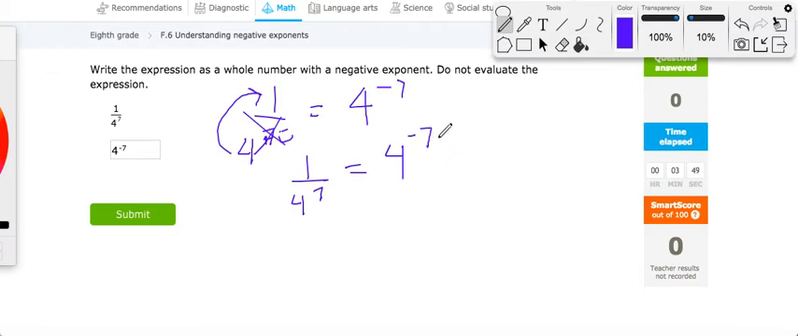Do you see how this is a whole number? It looks like a whole number, doesn't it? But that negative tells me it's a fraction. Okay? So equivalent, put that in your journal. What does equivalent mean?